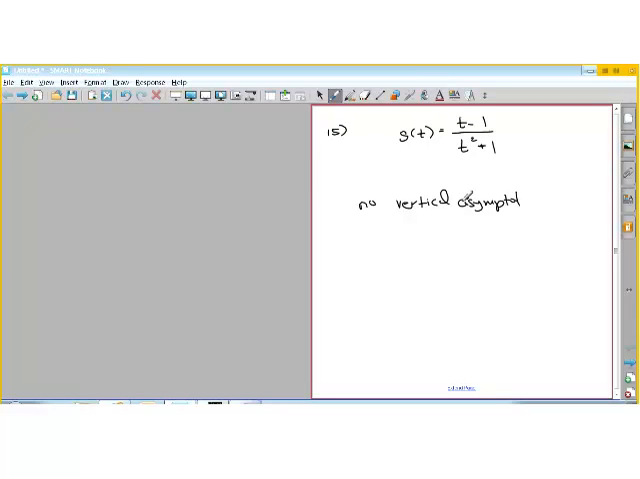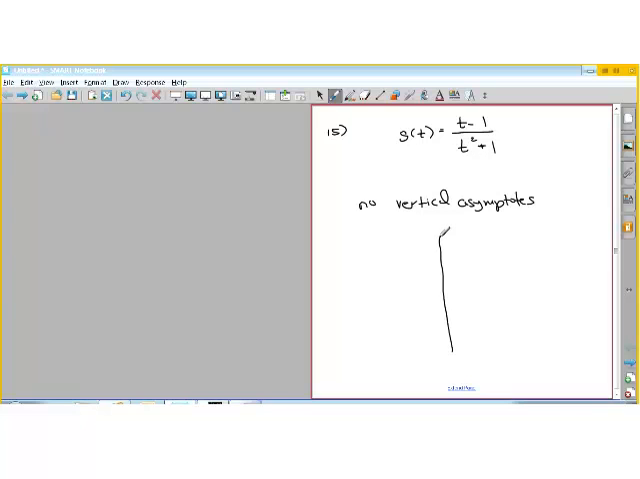Now the numerator goes to 0 when t equals 1, so there is an x-intercept at t equals 1. Besides the fact that this doesn't factor, the other thing is that no matter what t is, whether it's positive or negative, t squared is always positive. So this always is positive.